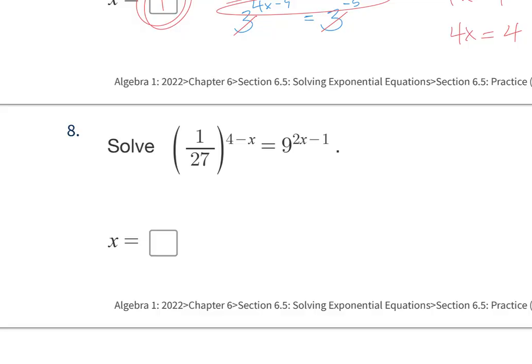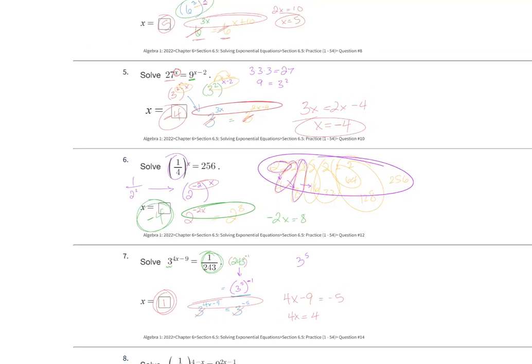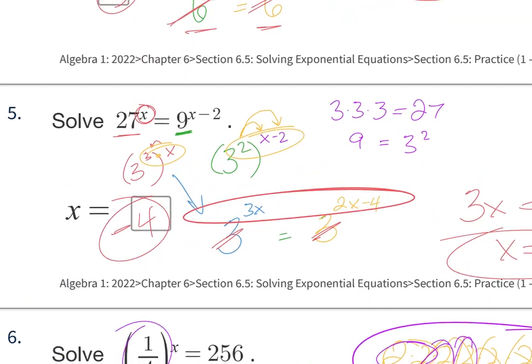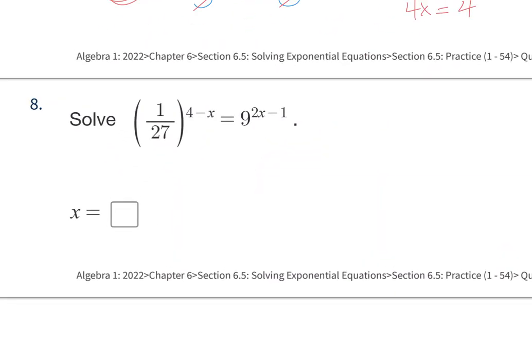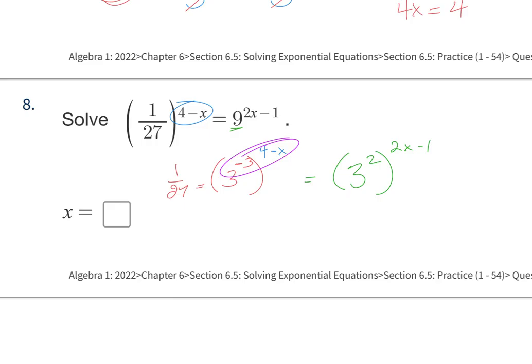Okay, this seems a little less fun, but again, it's just rewriting things. In fact, we can kind of cheat and go back and go, hey, look, 27 and 9. It does work. So 1 over 27 is really 3 to the negative 3 power, and that 4 to the 4 minus x is out there. 9 is really 3 squared. Raise that to the 2x minus 1 power, and now we can multiply those to get negative 12 plus 3x.